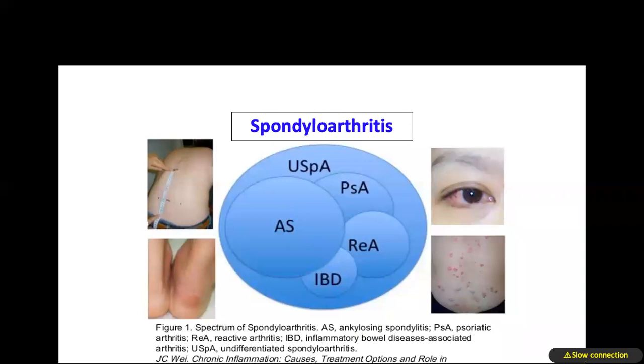I'm waiting for chats to come about the rheumatoid arthritis management. Is there anything you want to ask? Okay, I'll move on with spondyloarthritis.